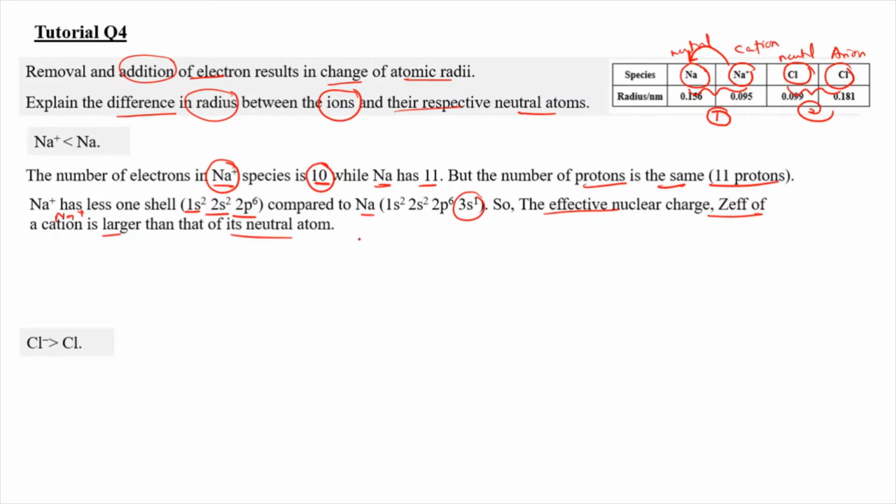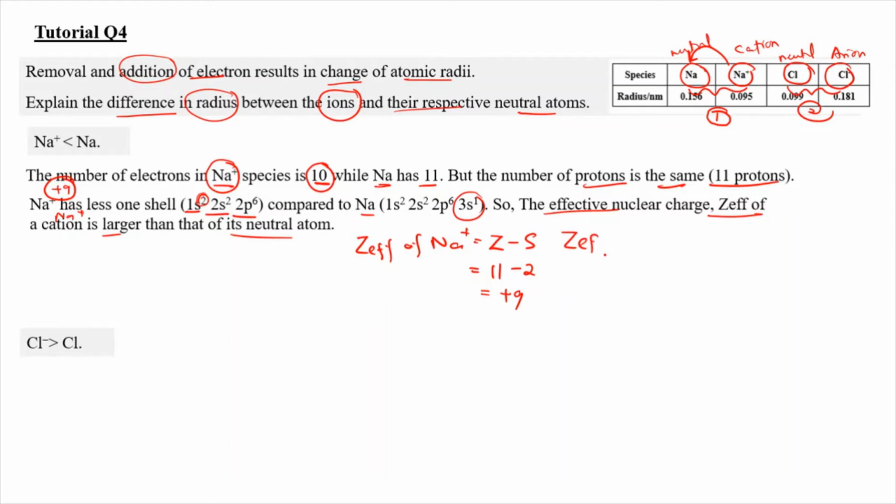Because when you look into the Zeff of Na plus, which is calculated by Z minus S, you know that the proton number here is going to be similar, which is 11. But the number of electrons in the inner orbital is only 2. So 11 minus 2 is going to become plus 9. So the Zeff here for Na plus is going to be plus 9.